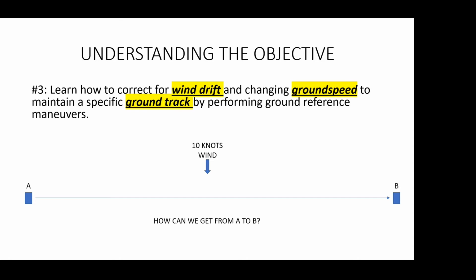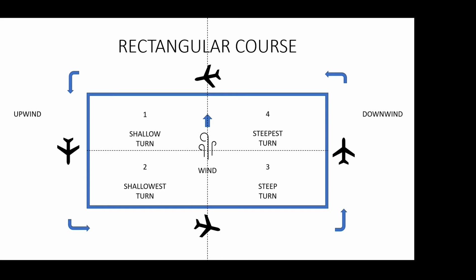So let's get started with, in my opinion, the easiest ground reference maneuver, and that's the rectangular course. What we're trying to do here in the rectangular course, if you look at the rectangle that's drawn there in blue, you see that the airplane is essentially just flying outside of the perimeter of that rectangle. And what we're trying to do is make the airplane's ground track run parallel and congruent with that rectangular course. That's what we're trying to do in this maneuver.